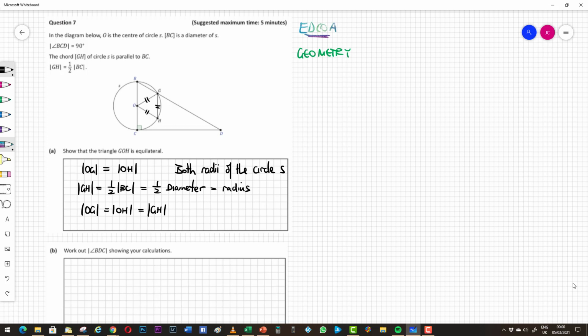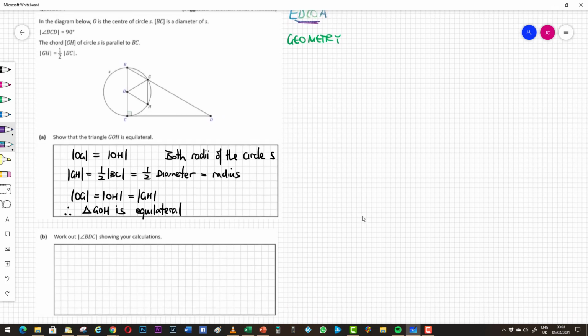And so all of the sides are equal, and then therefore triangle, what's the letters they give us? Sorry, GOH. So triangle GOH is equilateral. Okay, so we just have to make sure to obviously give reasons for every little assumption, let's say, that we make. Okay, now the second part of the question asks us to work out angle BDC.